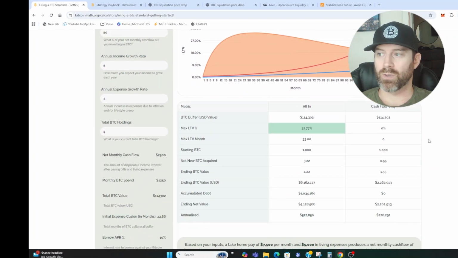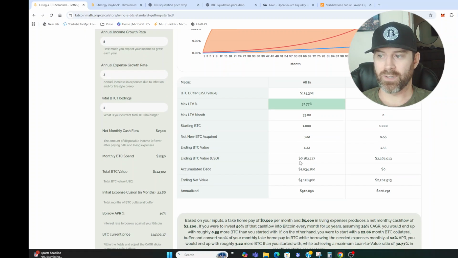Okay? So let's now compare these two scenarios. If you're just buying $1,250 per month in Bitcoin using a standard DCA model, then you're going to acquire 0.55 net new Bitcoin over this 10-year period. If you do the all-in model and convert all of your income to Bitcoin, you're going to accumulate another 3.22 Bitcoin over this 10-year period. And the difference here is roughly $4 million in value.